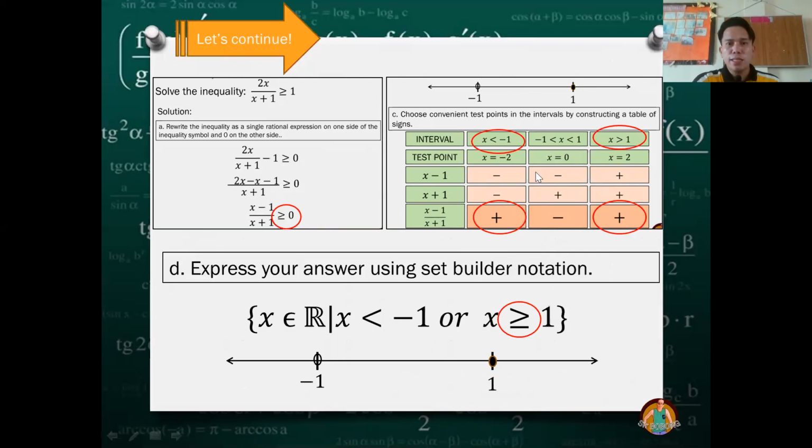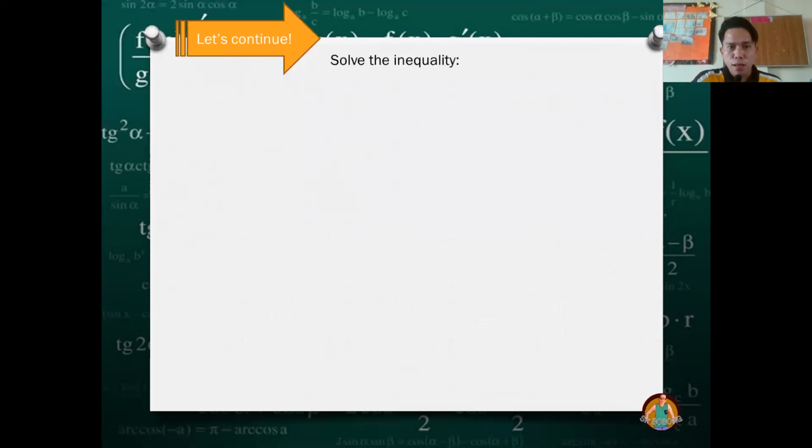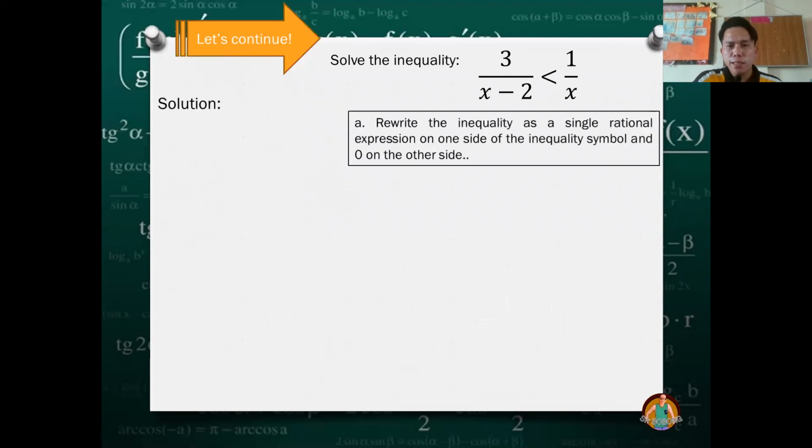Okay? So, para mas maintindihan, let's have this another example. Example number 2, solve the inequality 3 over x minus 2 is less than 1 over x. Of course, sa letter A natin na rule, we write the inequality as a single rational expression on one side of the inequality symbol and 0 on the other side. So, si 1 over x ililipat natin sa kabila. So, paano siya gawin? We'll just subtract 1 over x in both sides. Okay? Subtract mo lang. So, we will have the final equation, 3 over x minus 2 minus 1 over x is less than 0. Okay? So, yung inequality symbol hindi nagbabago.